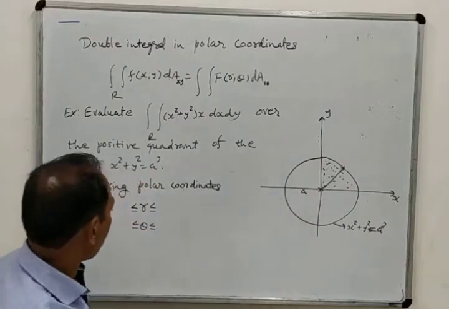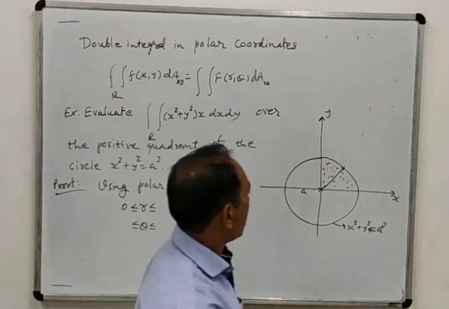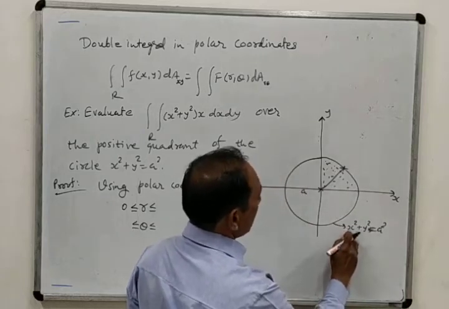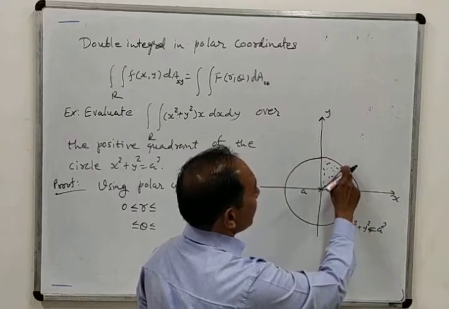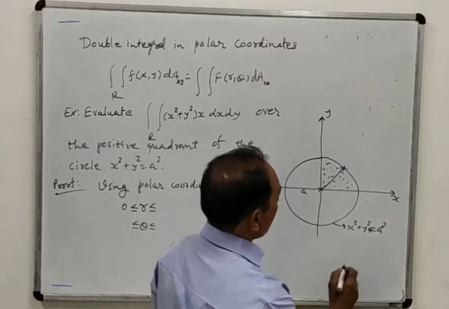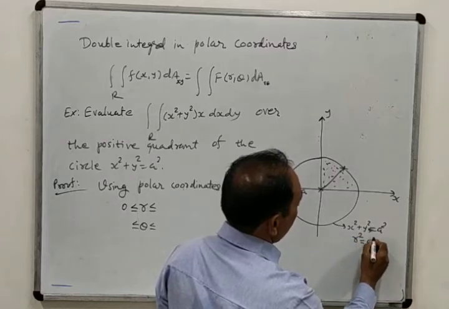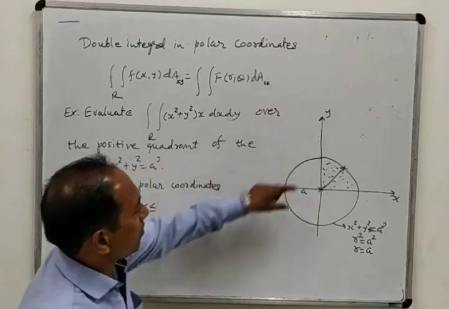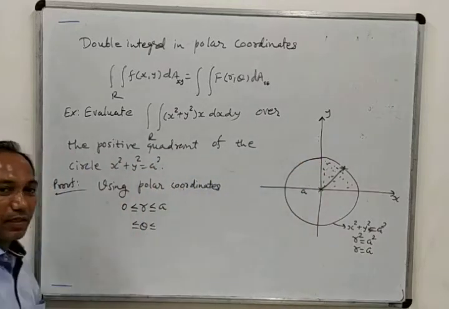At the origin, r equal to 0. r means the length, the distance. Okay, and at this end point, what is r? Here the equation is x square plus y square equal to a square, and this is the boundary of the circle. So this equation will become r square equal to a square. r square equal to a square means r equal to a. So obviously this length is a, and also you know that the radius of the circle is a.